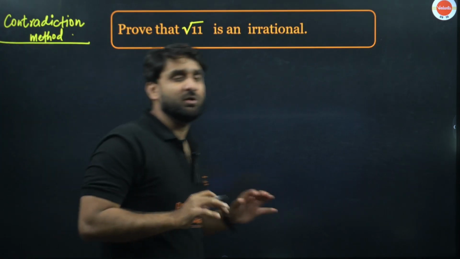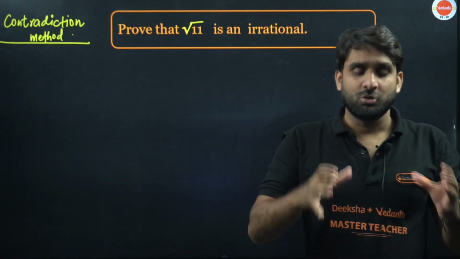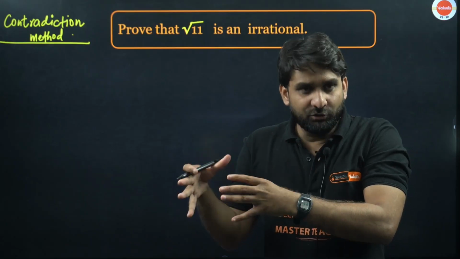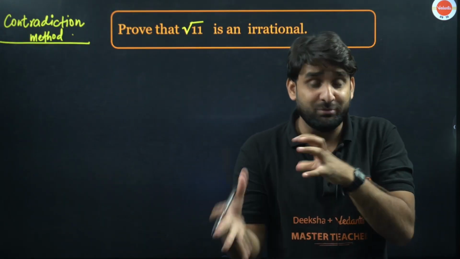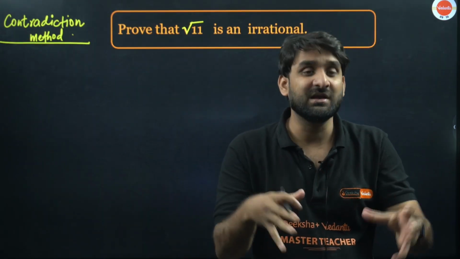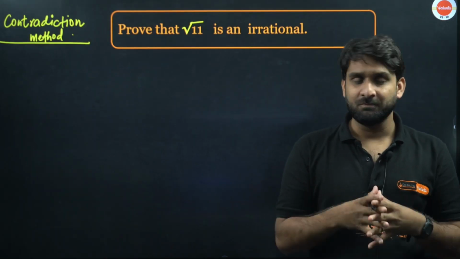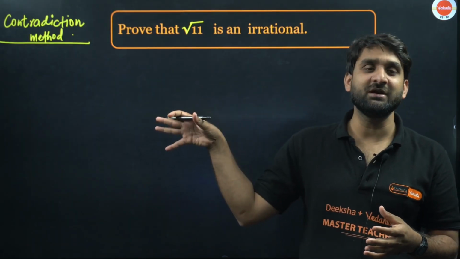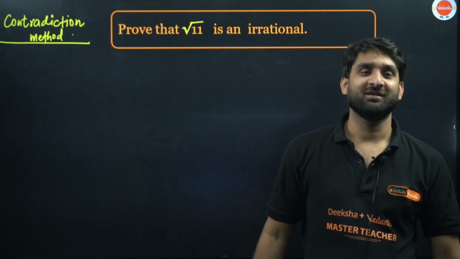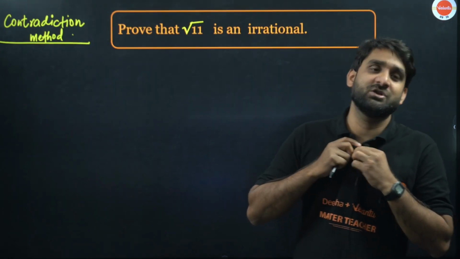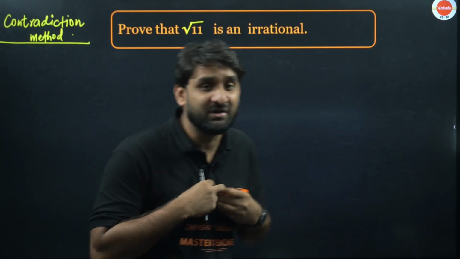Please understand what is called the contradiction method. Contradiction is the condition when your conclusion and your assumptions are not matching, not properly synchronizing. Your conclusion is a different thing and your assumption is a different thing. Your result is not according to your assumptions. That is called the contradiction condition, right?